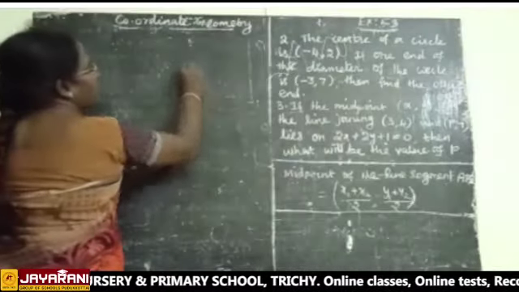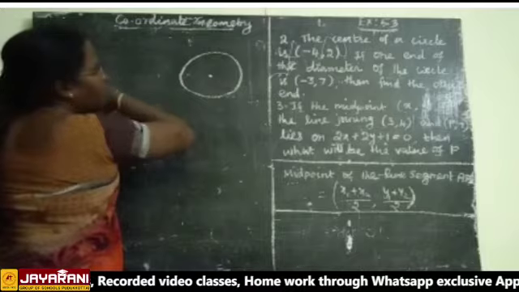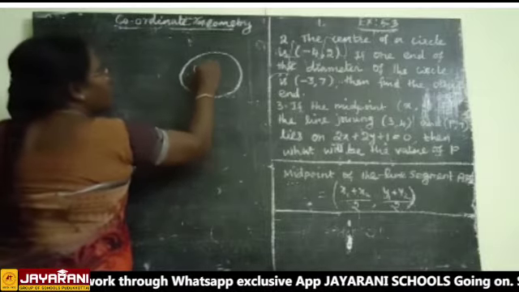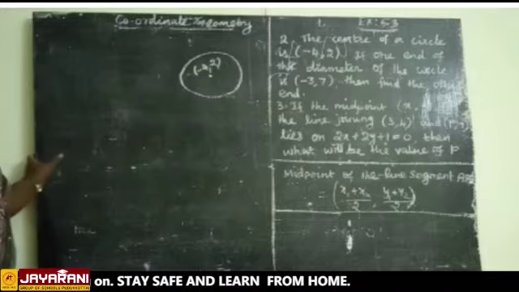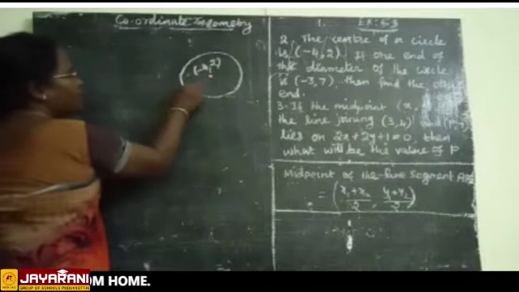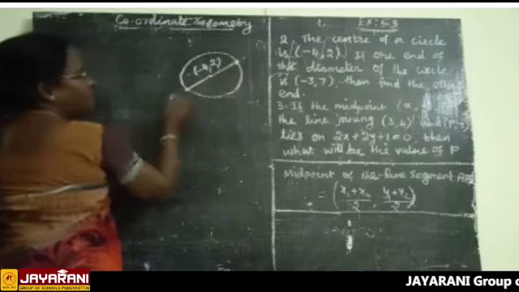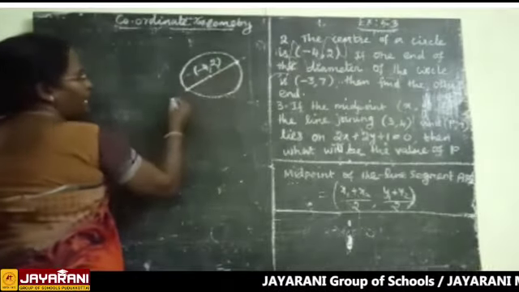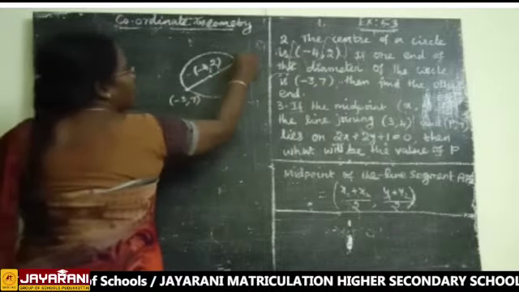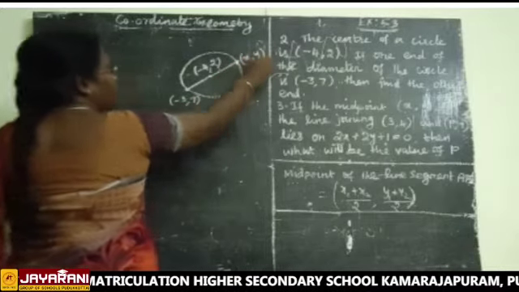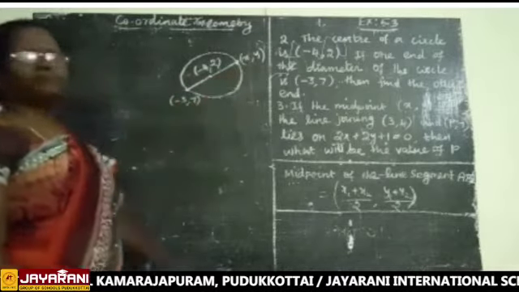The circle is given. The center is also given. Center is (-4, 2). One end of the diameter: a straight line passing through the center is called a diameter. One end of the diameter is (-3, 7), and the other end is (x, y). We have to find this other end.